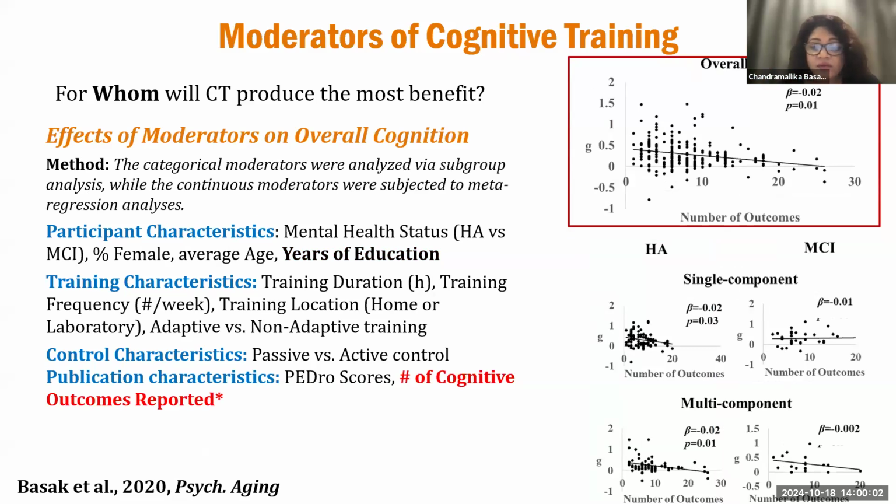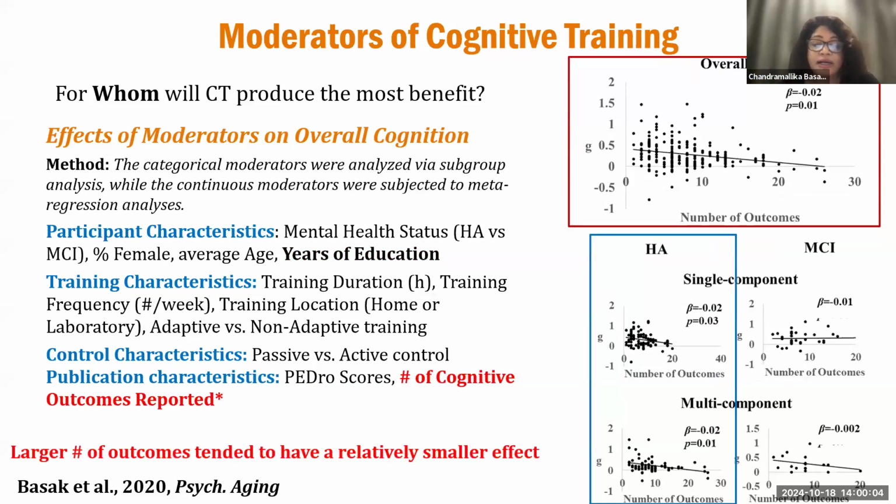So if we click once more and once more, again, the studies seem to be showing significance in healthy aging. A larger number of outcomes tended to have a relatively smaller effect size. The next slide, please.